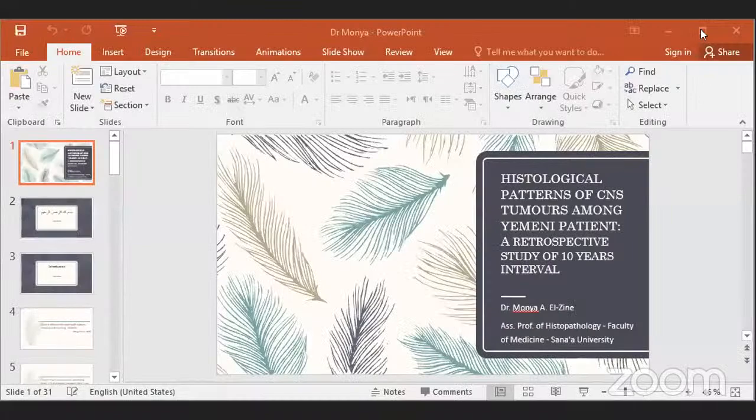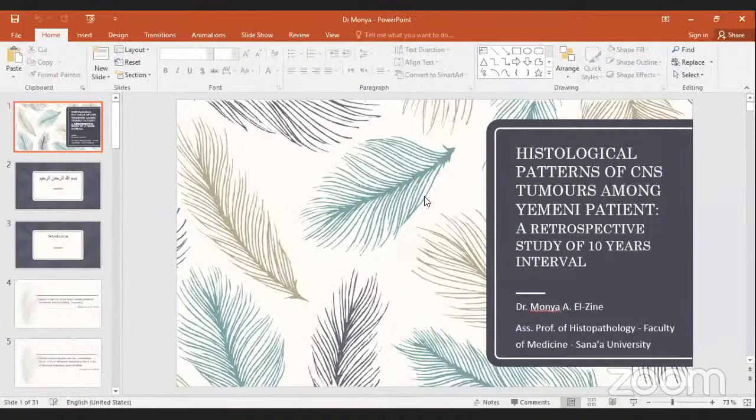Munir Zain will give us a lecture about histological pattern of CNS tumors among Yemeni patients, a retrospective study of 10 years period. Okay.